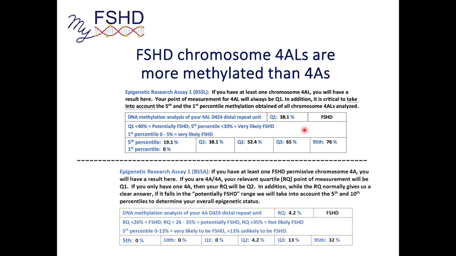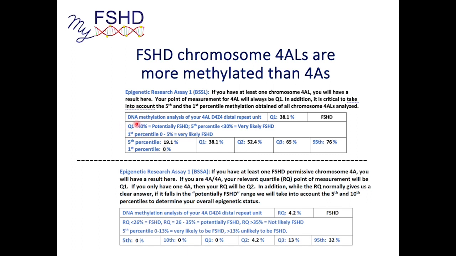Here's an example of an FSHD profile coming from 4AL. You'll see that we look at the first quartile, and it's 38.1%. That's actually very high DNA methylation. In fact, originally we were having trouble analyzing 4AL correctly because we would typically say that this is too high to be FSHD. Not for 4AL. The metrics are going to be different.